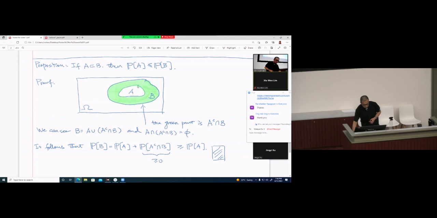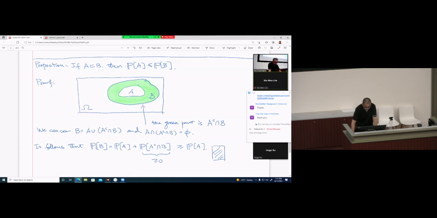You can see that because A is a subset of B, this A plus this green part gives you the entire B. So A union this green part is B. And because this green part is part of A complement, it must be disjoint with A. So A and this green part are disjoint. In this way, by drawing this picture, we just divide B into two parts. The first part is A, the other part is A complement intersect B, which is disjoint from A.